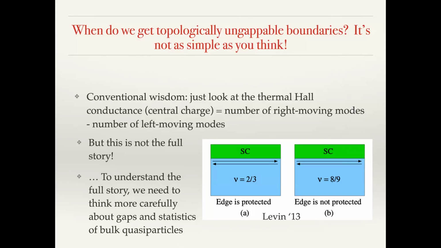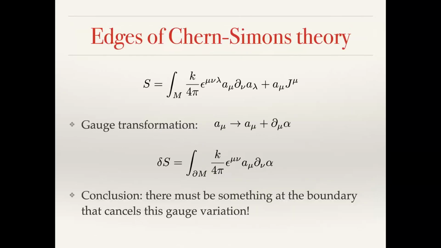So to understand the full story, I need to tell you a little bit more about the relationship between how to open a gap at the edge and the statistics of bulk quasiparticles. Okay. So let me start with a single Chern-Simons field, and remind you of why we have these, like in integer quantum Hall or Laughlin 1/3, why we have these chiral edge modes at all.